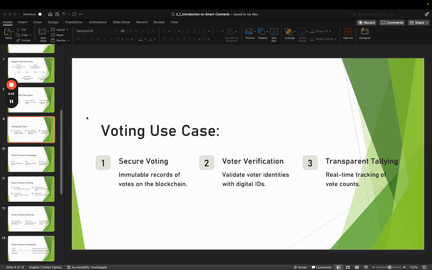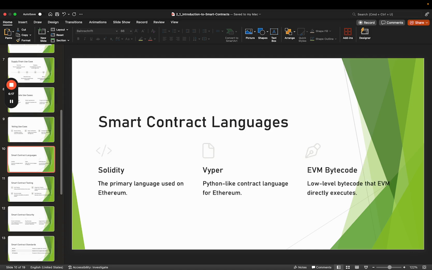Moving on to the languages that are used in drafting smart contracts. These include Solidity, which is the most popular language right now for Ethereum-based contracts, Vyper, and Rust for Solana-based smart contracts. Each language has its syntax and features tailored to specific blockchain platforms. Languages also include EVM bytecode, that is low-level bytecode that the EVM directly executes.